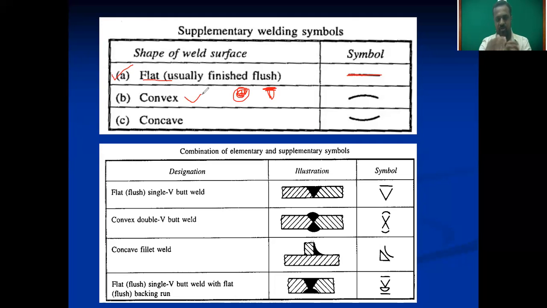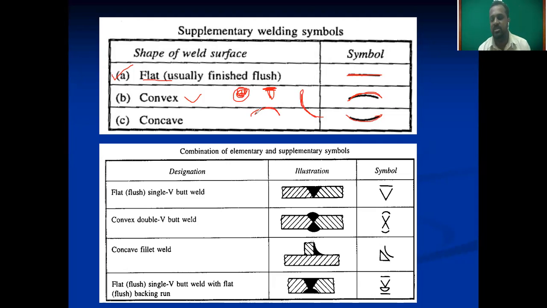Okay, have you understood the meaning of convex and concave? Yes, sir. Okay, if the surface of that welding is convex, that time we have to use this symbol, like this. And if the surface of that welding is concave, that time we have to use like this, or we can say like this also. This is the concave, and this is the convex. Okay, these are the supplementary symbols.